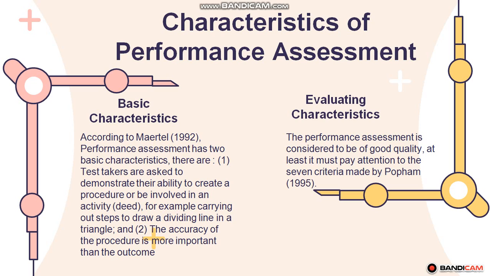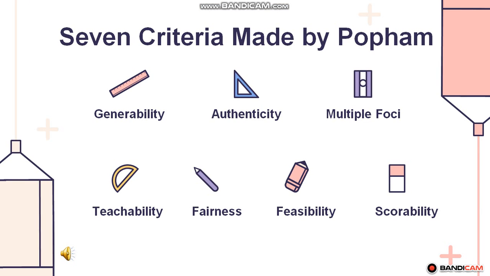For evaluating characteristics, for a performance assessment to be considered of good quality, it must at least pay attention to the 7 criteria set by Popham. The 7 criteria are generalizability, authenticity, multiple foci, teachability, fairness, feasibility, and scoreability. The first is generalizability, which means whether the test participants' performance in carrying out the given task is sufficient to generalize to other assignments or not.